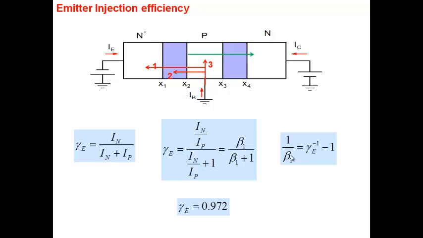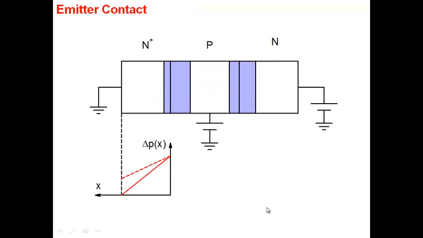We have already calculated beta 1, and if I plug in the value for beta 1, we get an emitter injection efficiency of 0.972. Obviously, for getting high current gain, you're looking for emitter injection efficiency to be as high as possible. You want IN to be much, much larger than IP, so you want this value to go as close as possible to 1. In our case, 0.972 is not very good. One is looking for 0.99 and higher.